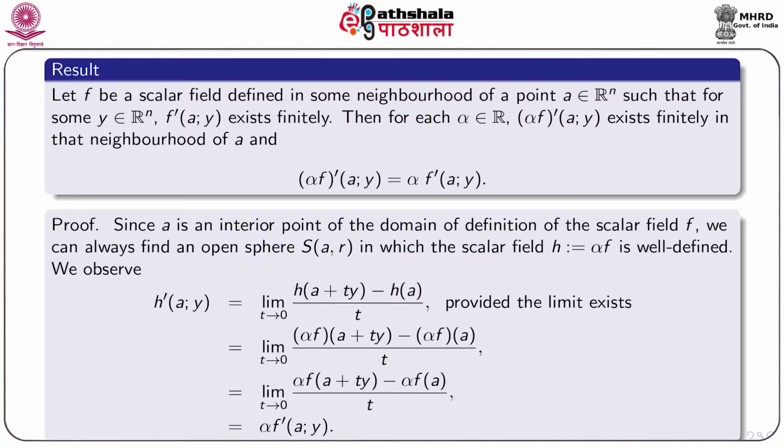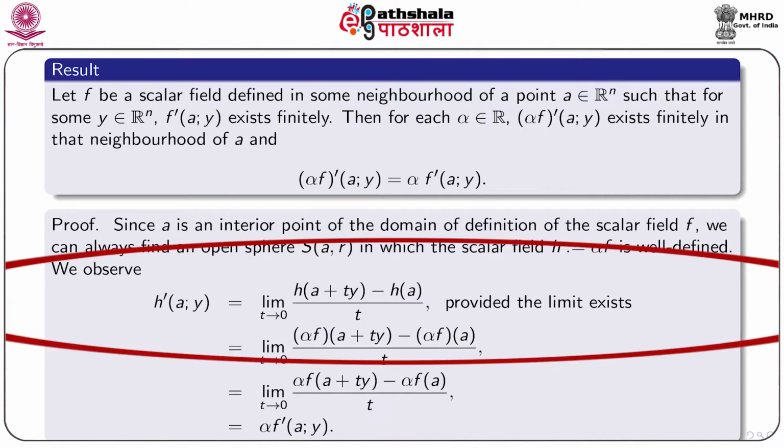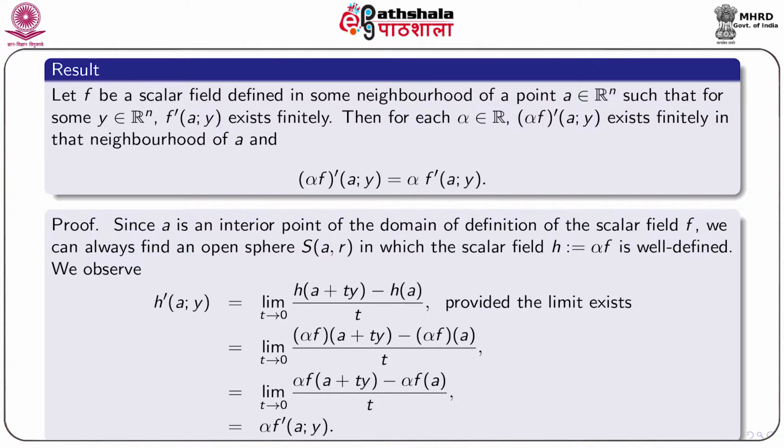Here also we define H by the pointwise principle. We observe H'(a, y) equals the limit of [H(a + ty) - H(a)] / t as t approaches 0, provided the limit exists. We replace H by alpha f and then apply the definition of alpha f. So, that is, we have alpha times the limit of [f(a + ty) - f(a)] / t as t approaches 0, and that is nothing but alpha f'(a, y). So, (alpha f)'(a, y) equals alpha times f'(a, y).